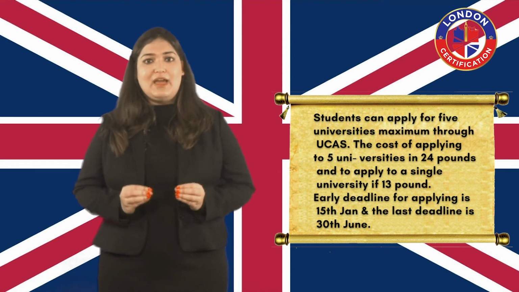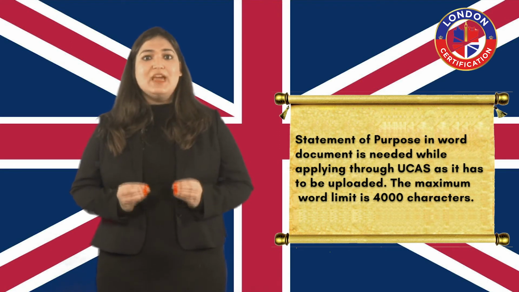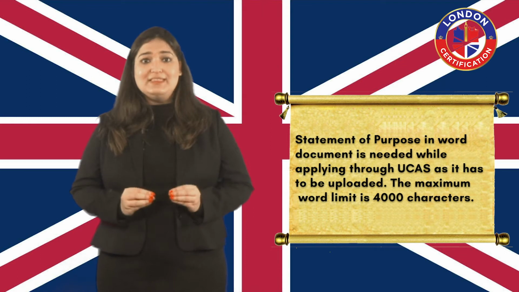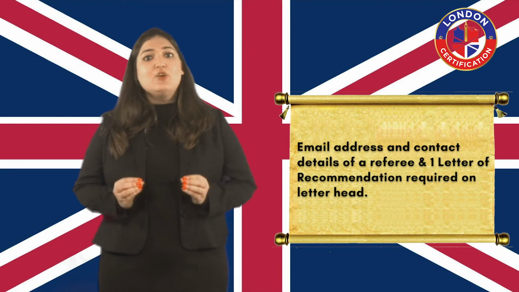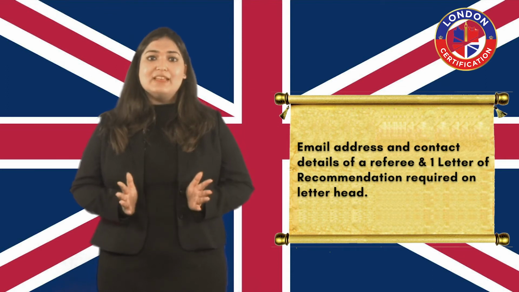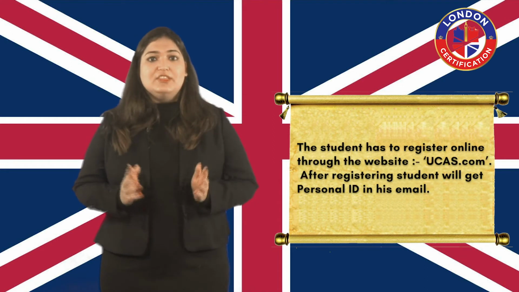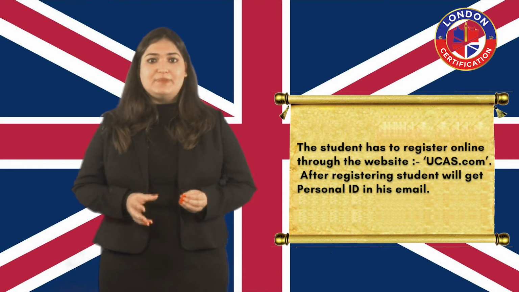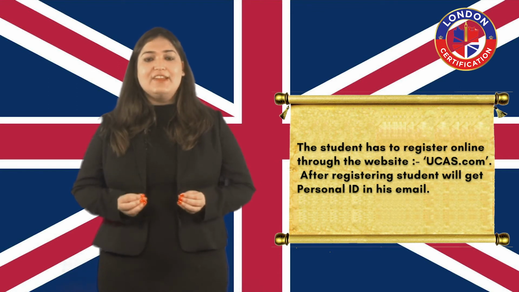the last deadline to apply is 30th June. The statement of purpose in Word document is needed while applying through UCAS, as it has to be uploaded. The maximum word limit for this is 4,000 characters. Students would also require the email addresses and contact details of the person who is giving the letter of reference to them, and the same has to also be printed on the school letterhead so that it can be forwarded to the university. The student has to register online through the website ucas.com. After registering, the student will get their personal ID in their email, which they can access to track their application.